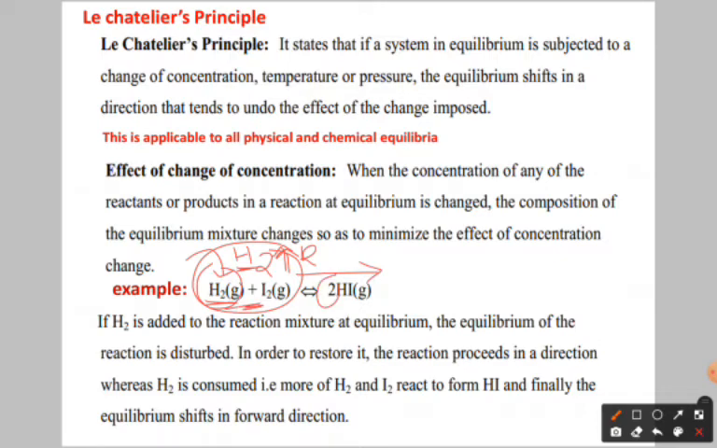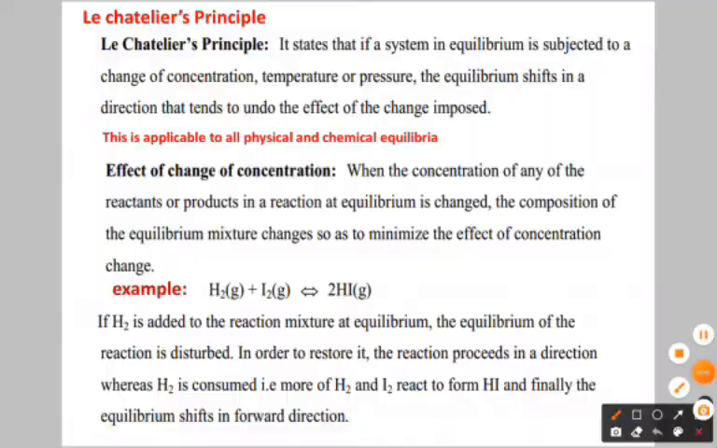Equilibrium is again going to be established after some time. Why? Because that is what we are telling, the undo effect. Here already equilibrium is established, but you are going to add the H2. So to nullify that change, the reaction is going forward. Once it goes forward, this H2 is going to be consumed and you are going to get the HI. Okay, now let us see here.